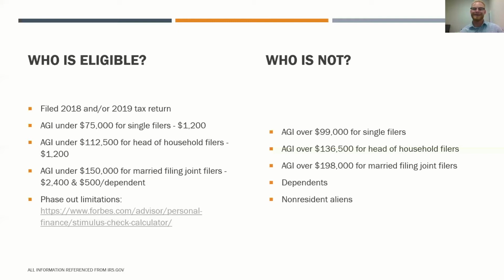for that. Like I said, for the people that are eligible that file joint, dependents don't get the checks. The taxpayer and spouse get the $500 check. So dependents are not eligible for this check, and non-resident aliens are also not eligible for this check.